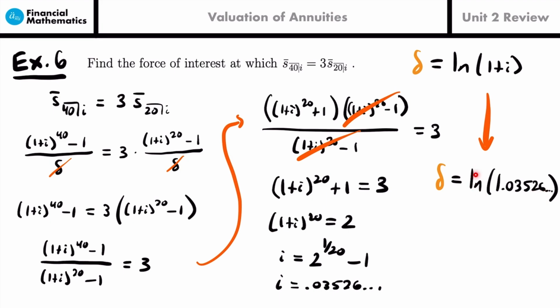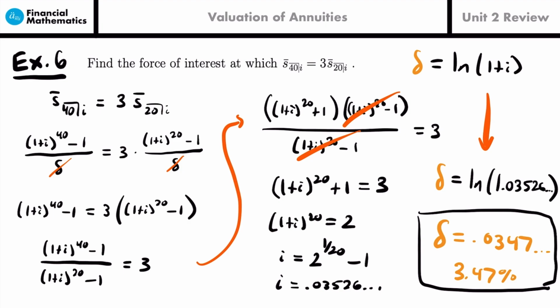But if you take the natural log of 1.03526 and some more decimals, you should find that the force of interest is equal to 0.0347 and some more decimals, or you could write that as 3.47%. Okay, that is the final answer to this problem.